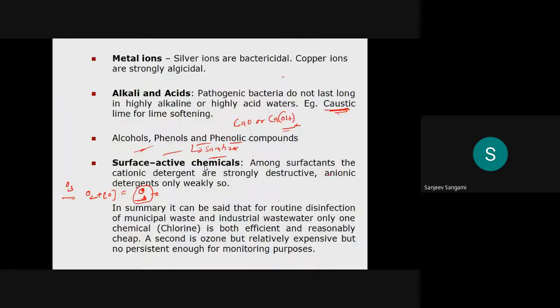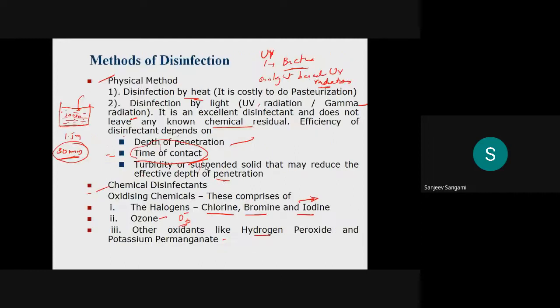In the previous class, we were discussing the methods of disinfection. In that, we discussed the physical methods of disinfection. Physical methods involve disinfection by heat and disinfection by light, either from the sun or through an artificially manufactured source of radiation.